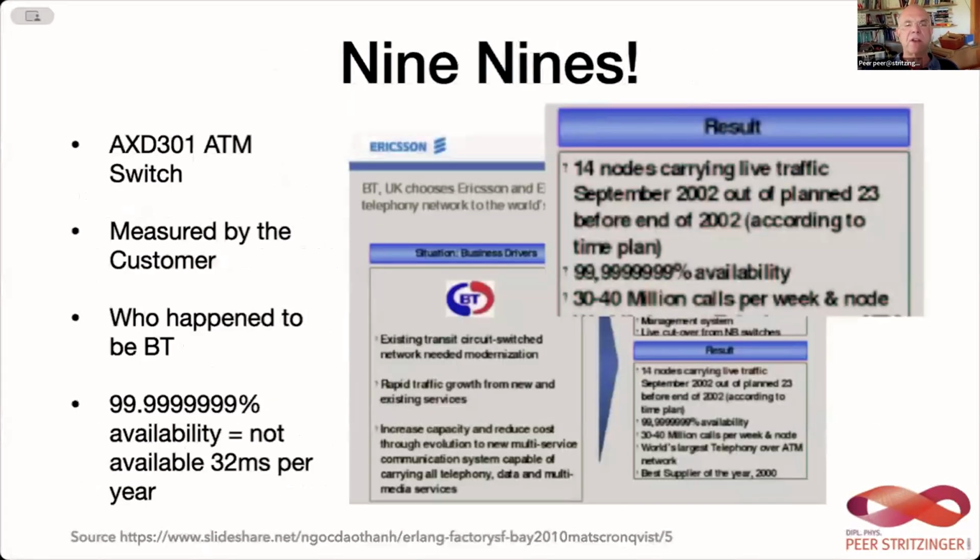And actually, Ericsson did that in a project, in an old product. They built the AXD 301 ATM switch, and they built a very careful system, and it was measured by the customer, BT in this case, who had a whole network of these ATM switches with 14 nodes carrying live traffic from September 2002.